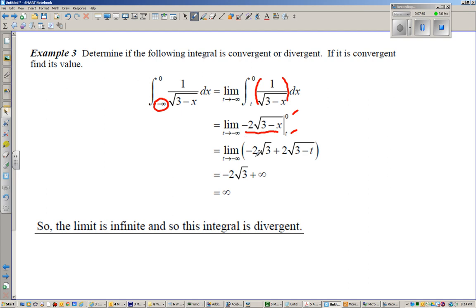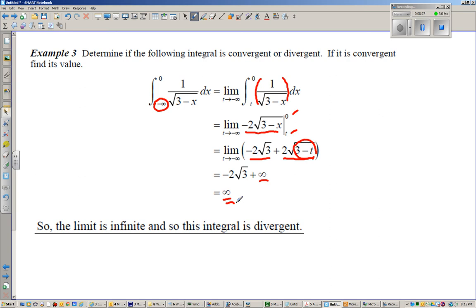So we put the upper limit in, and of course we get negative 2 times radical 3, and that looks good. We put the lower limit in, or we at least think about that. As t goes to negative infinity, this number under the radical sign will go to infinity. And twice infinity, of course, is infinity. And anything plus infinity is also infinity. So the limit's infinite, and this integral is said to be divergent.